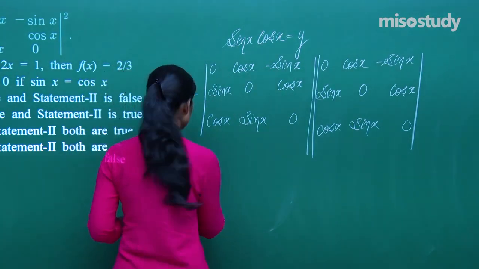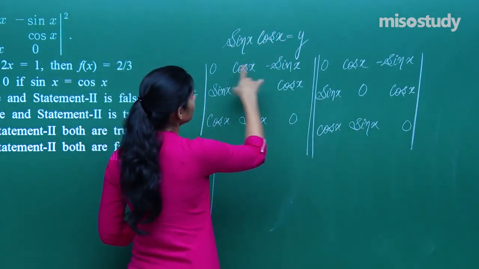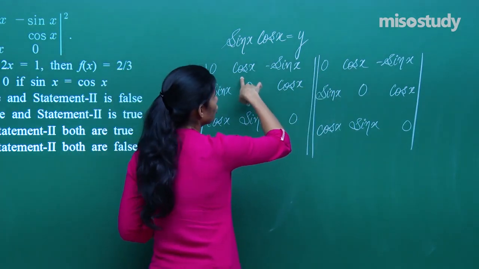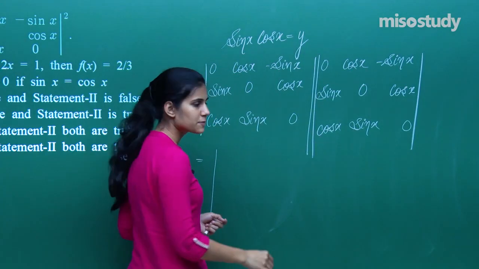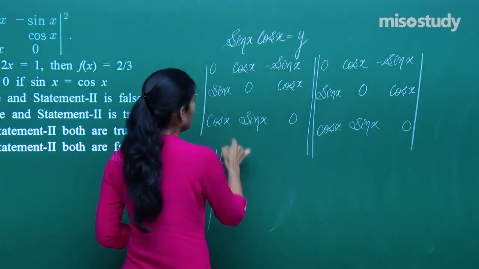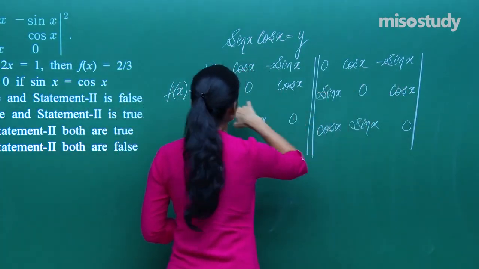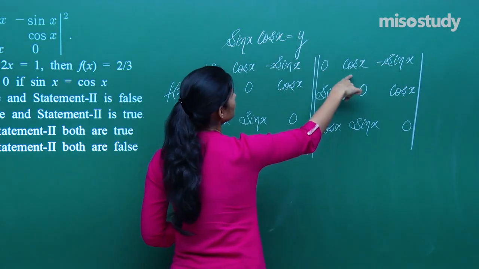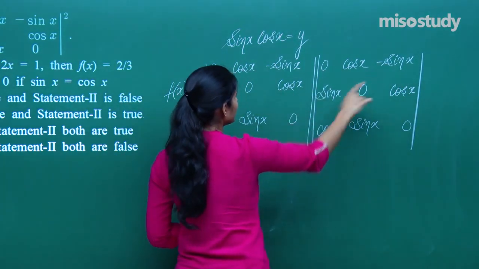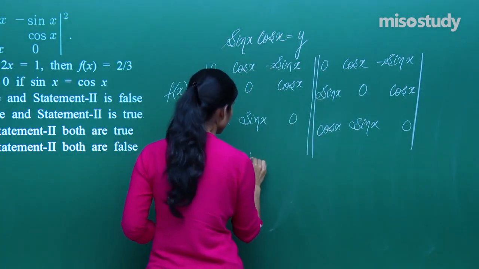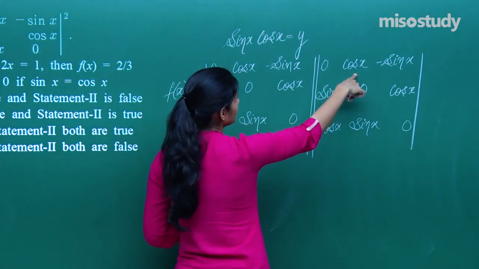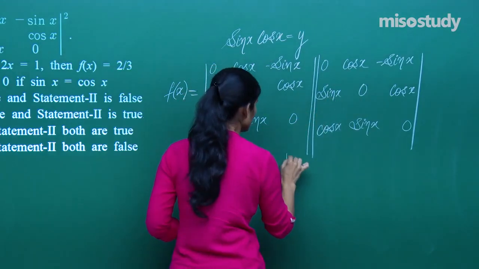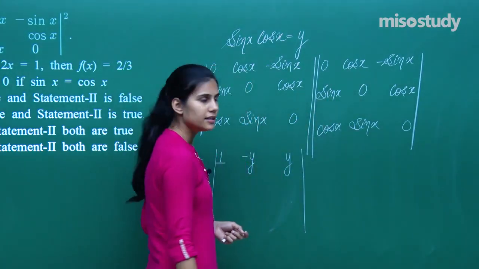How do you multiply two determinants? Let's see. So you have 0 into 0 plus cos x into cos x, cos square x plus sin square x. Cos square x plus sin square x is 1. Then you have second row being multiplied with the first row. So sin x into 0, 0 plus 0 into cos x, 0 minus sin x into cos x, that is minus y. Then you have cos x into 0, 0, sin x into cos x is y, this is 0, so you have y. Clear?